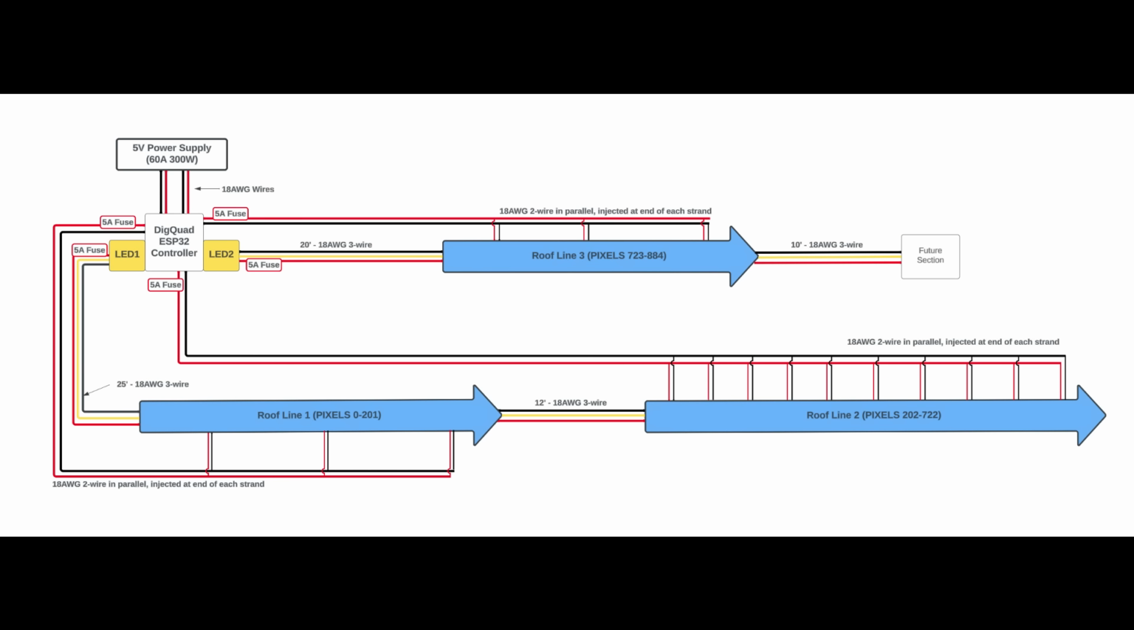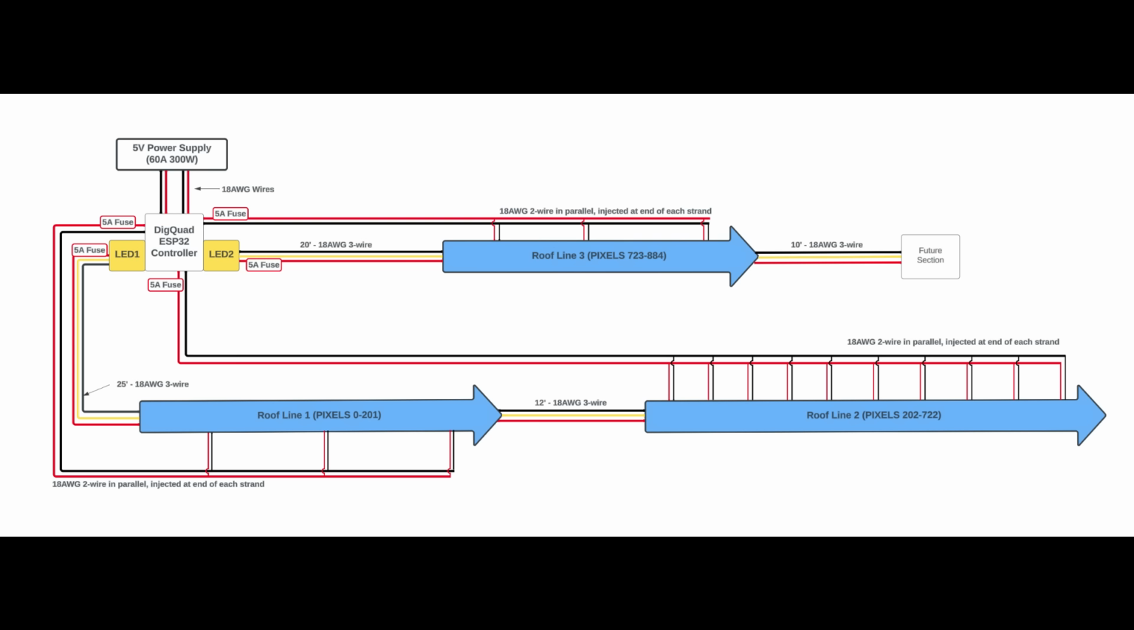Okay, here's the overall wiring diagram. I have 3 main roof lines that I'm dealing with: roof line 1, 2, and 3. The first one is 202 pixels. The next one is about 520 pixels or so. And then the last one is about 160 or so pixels.